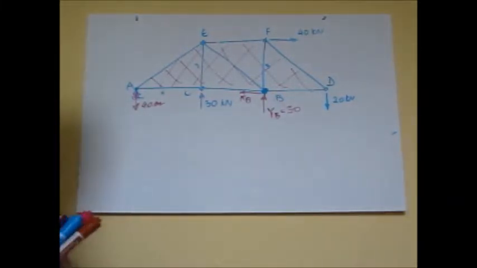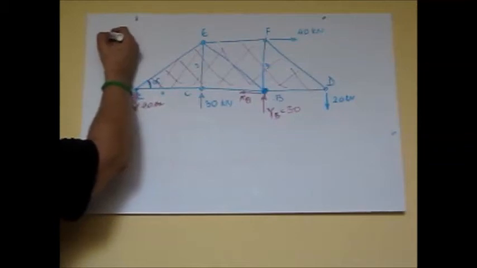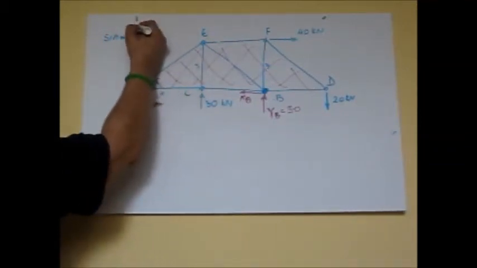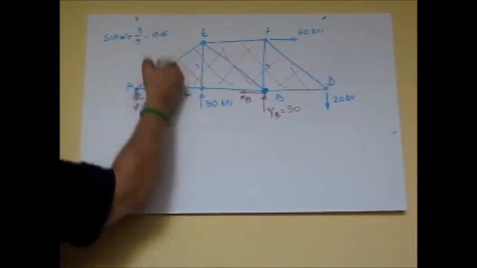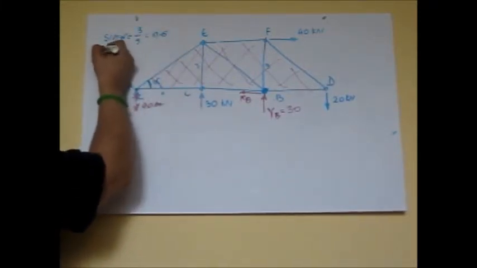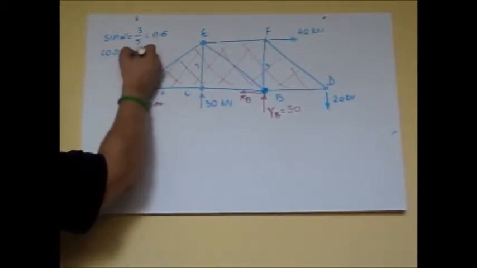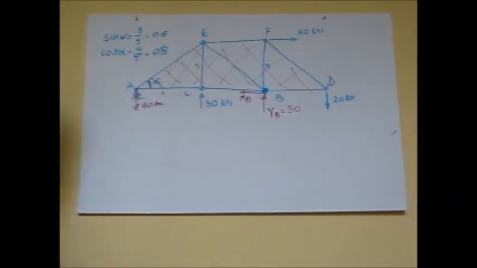Both of them, you see, A and D are symmetrical, and if I call this angle alpha, guys, you see, sinus alpha is 3 over 5, is 0.6, and cosinus alpha is 4 over 5, is 0.8. That's it. Now let's start the equilibrium of the node A.